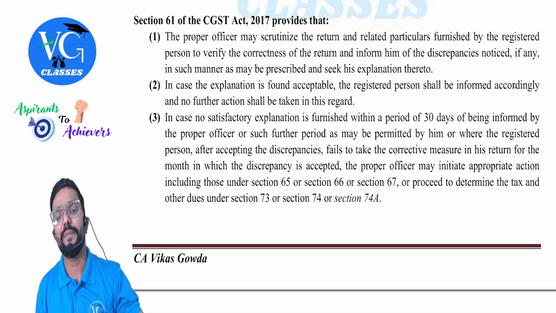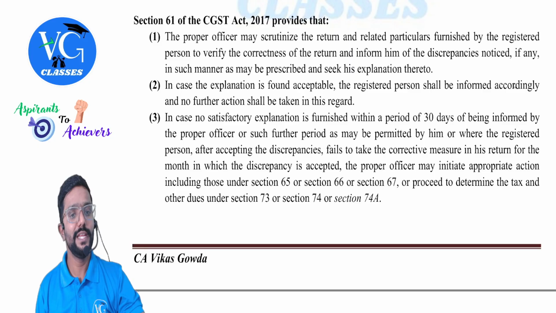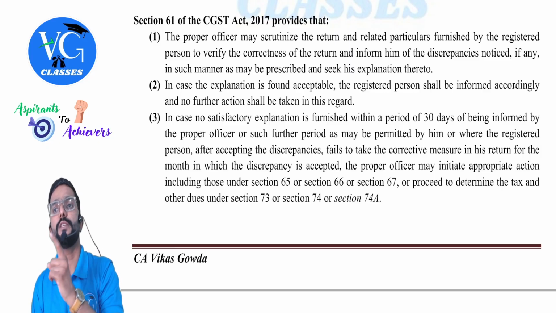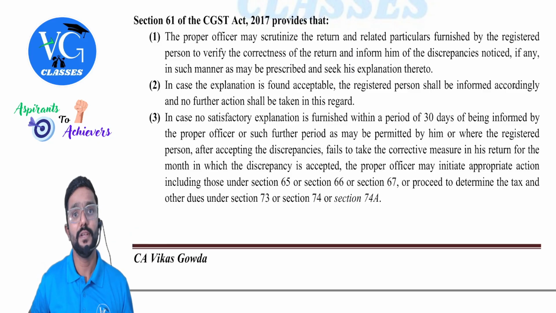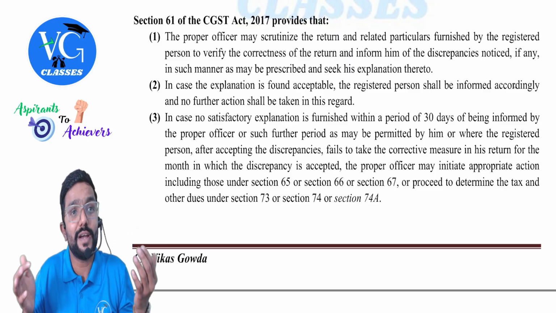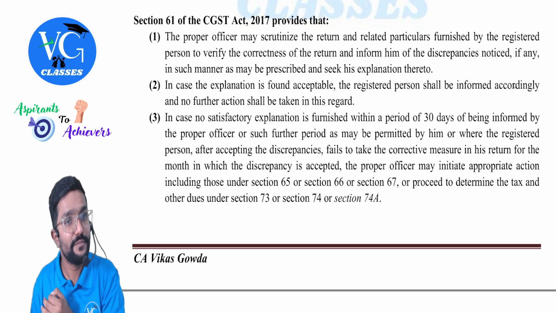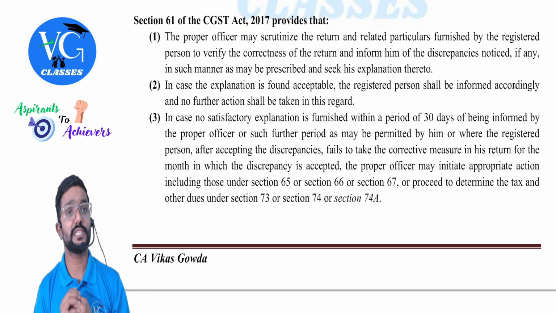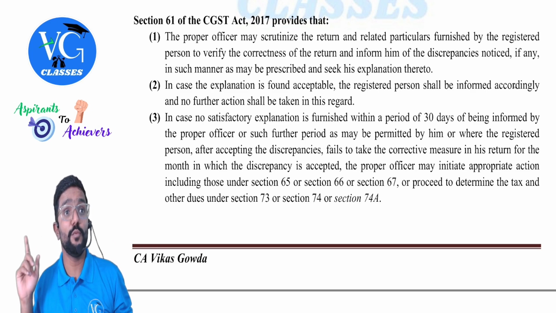The proper officer may initiate appropriate action, including those under section 65 or 66, which is audit, guys, or section 67, or proceed to determine the tax and other dues under section 73, 74, or 74A. 73, 74, 74A talks about demand and recovery, guys. Means, if I don't pay what I'm supposed to pay, can they snatch it from me? Yes. And they know how to do it. Clear? Obviously, in that case, they are putting in more effort.